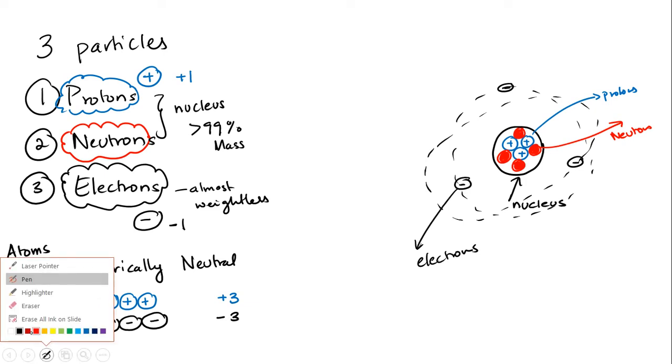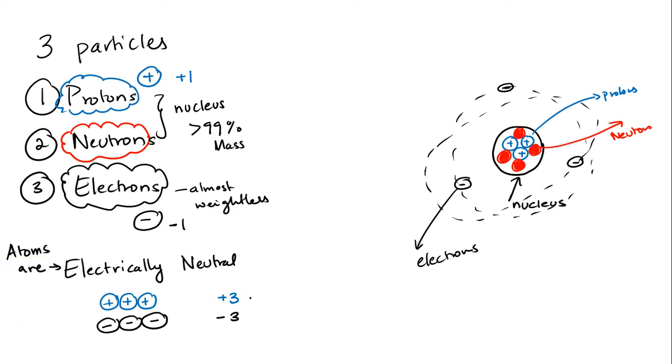Remember, plus and minus charges cancel out and you end up with an electrically neutral atom, because each plus is balanced by a minus. So they cancel each other out, and you end up with an electrically neutral atom. Even though each individual particle is charged, the overall atom is electrically neutral.